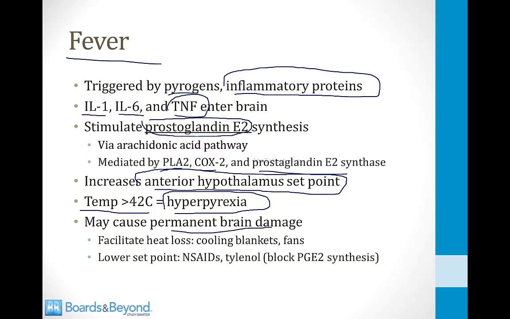It can cause permanent brain damage, and what you have to do is facilitate heat loss by throwing cooling blankets on people, putting fans on them, and then you also give drugs which block prostaglandin E2 synthesis, and these are drugs like NSAIDs and Tylenol, and you hope that these will lower the temperature enough to help the patient survive.